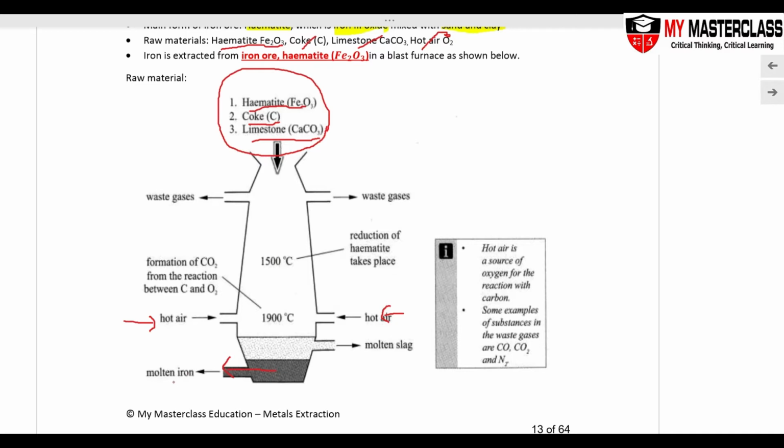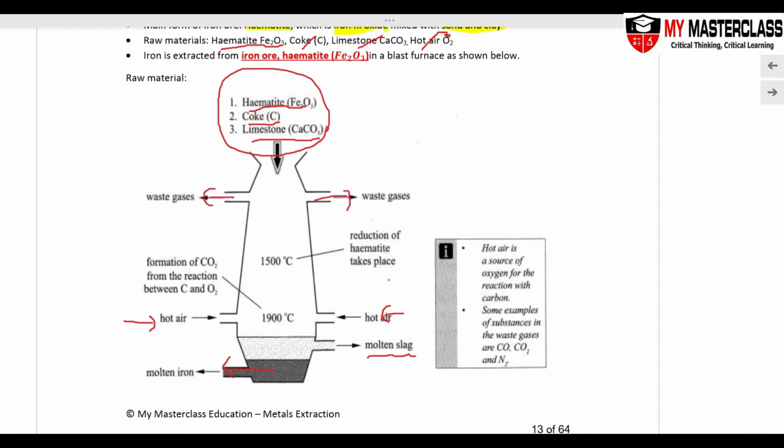This iron will be pure Fe. It is no longer Fe2O3. Then there is a product that comes out from the blast furnace called molten slag. Later we will see what it is exactly. And then there will be some gases that are formed. The gases are not used in the reaction, and they come out at the top as waste gases.